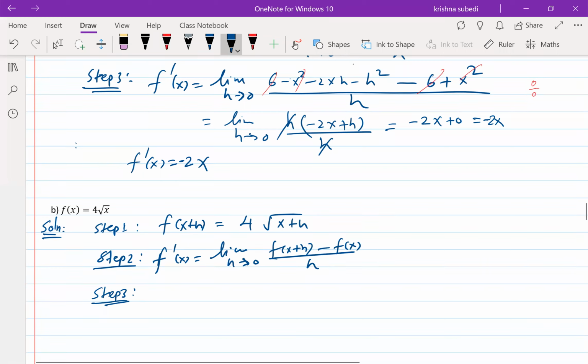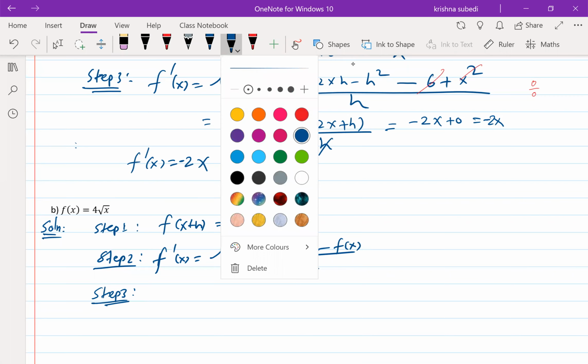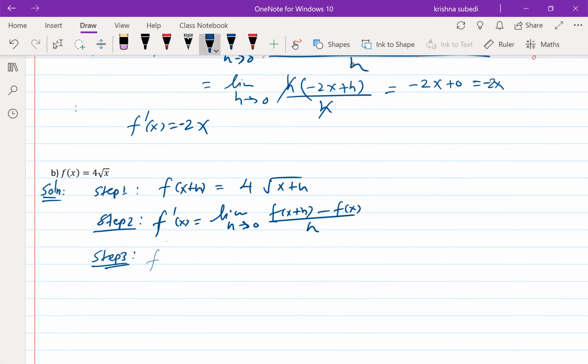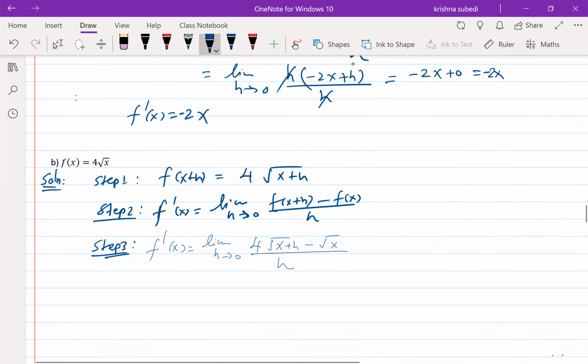Step 3, substitute the value. So you have f prime of x equals limit h tends to 0 of 4 times square root of x plus h minus square root of x, f of x, over h. So you can take that 4 common. So you have limit h tends to 0.